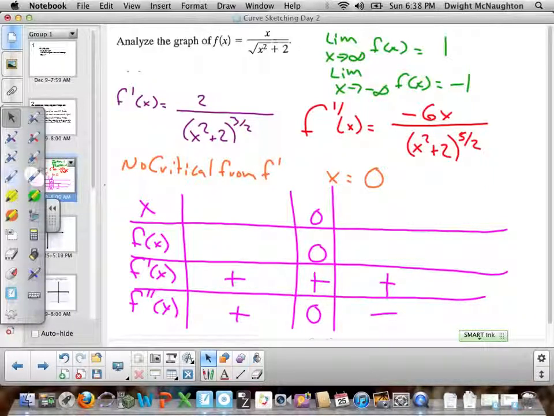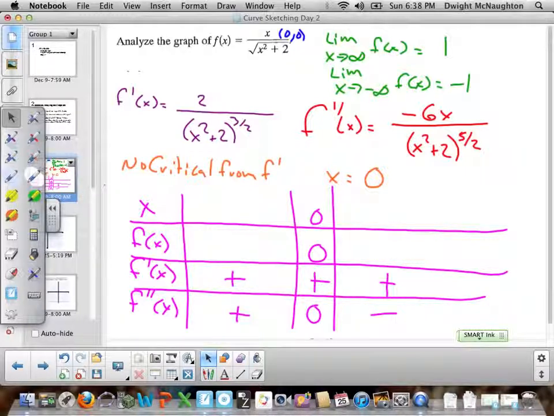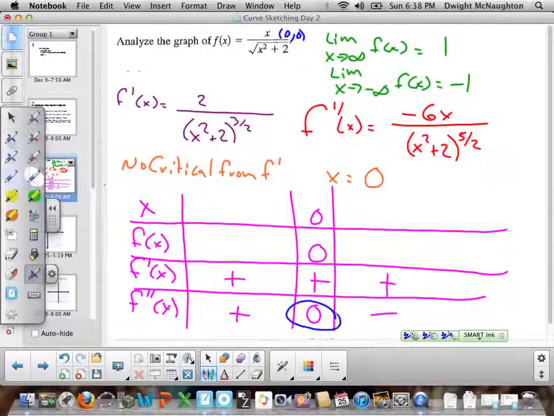For x-intercepts, if you plug 0 in, you get 0 over the square root of 2, which is 0. And what makes the top 0 for the y-intercept is 0. So the intercept is 0, 0. And then our critical numbers: no critical number from f prime, meaning it's always increasing or decreasing. And for the second derivative, there's a critical number at 0. We can see we have a relative max at 0 because the sign changes from positive to negative.